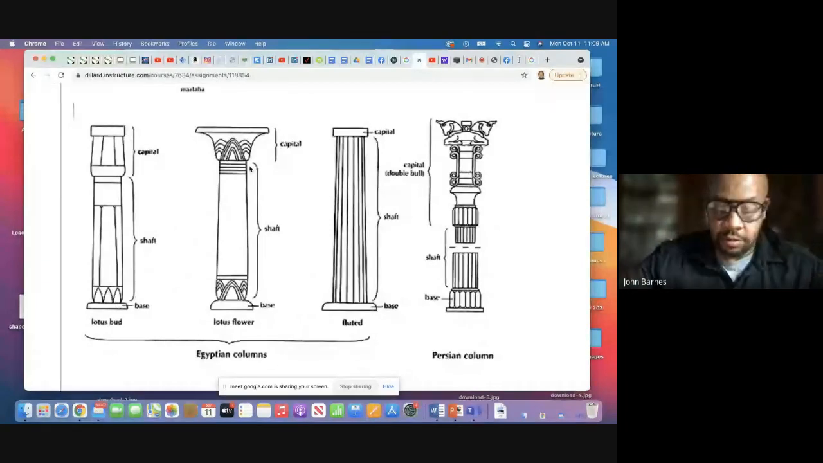So when we see these on a test, the test will say, what type of Egyptian column is this? What type of Egyptian column is this? And what type of Egyptian column is this? Disregard this. This is the Persian column. We're only focused on Egyptian columns.